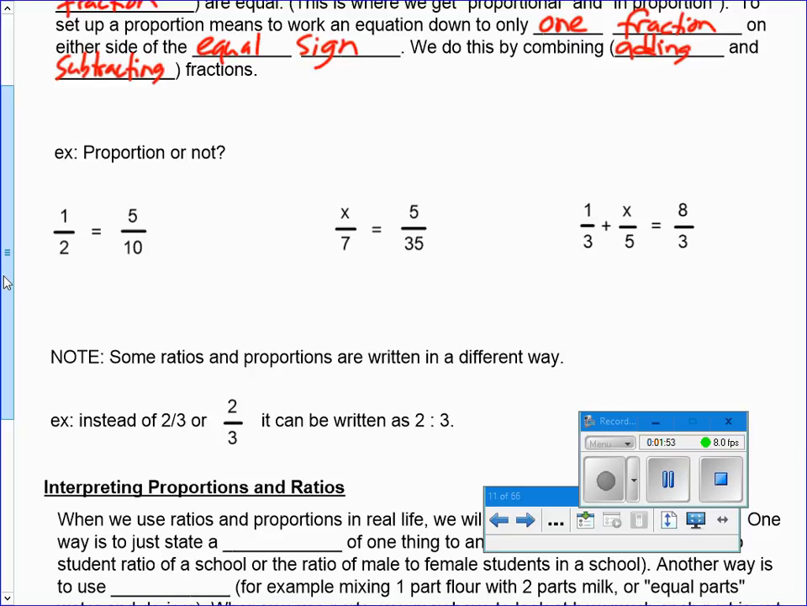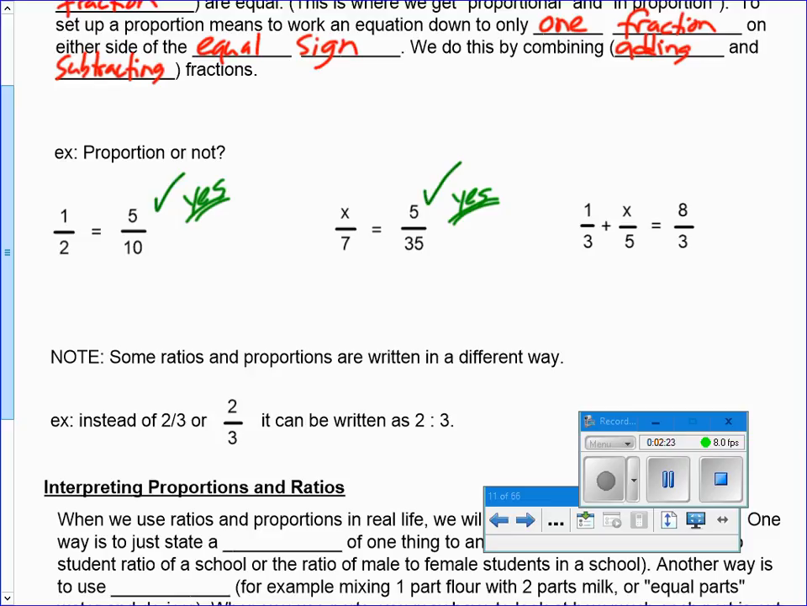So look at the first one. 1 over 2 equals 5 over 10. This one is a proportion. Alright, it's one fraction equal to another fraction. 1 over 2 is the same ratio as 5 to 10. Second one, we have a variable involved. X over 7 equals 5 over 35. It's still a proportion. Right, the way it's set up, it's one fraction on either side of the equal sign. The ratio x to 7 has the same ratio as 5 to 35.